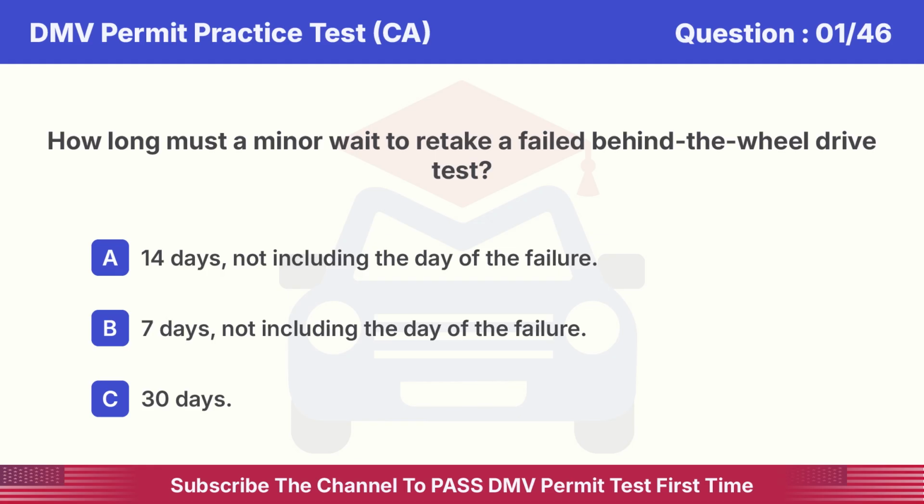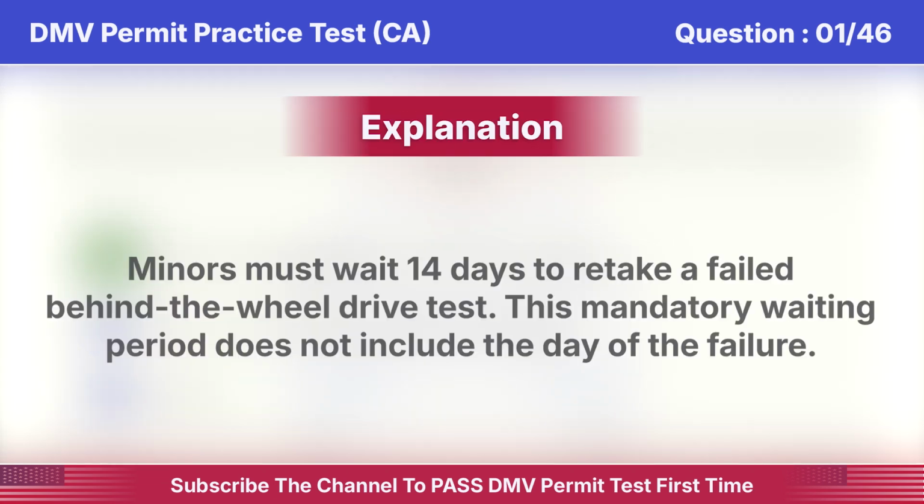Question 1. How long must a minor wait to retake a failed behind-the-wheel drive test? Option A, 14 days, not including the day of the failure. B, 7 days, not including the day of the failure. C, 30 days. Answer is A, 14 days, not including the day of the failure. Minors must wait 14 days to retake a failed behind-the-wheel drive test. This mandatory waiting period does not include the day of the failure.